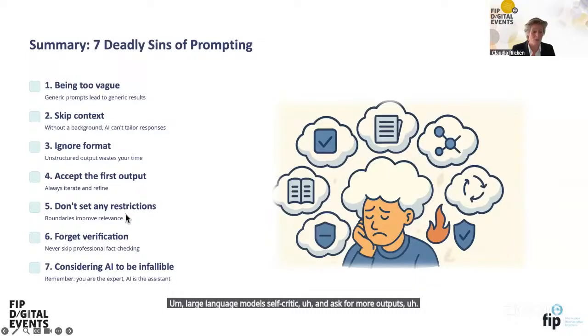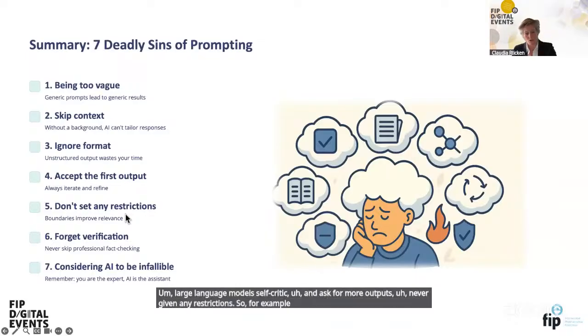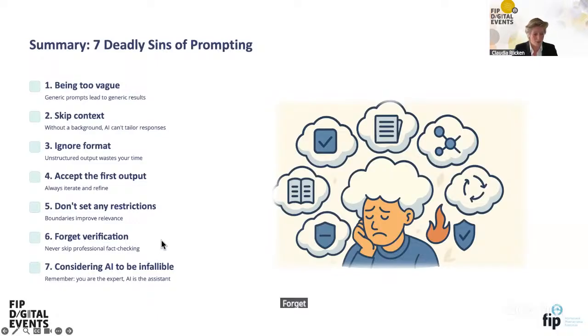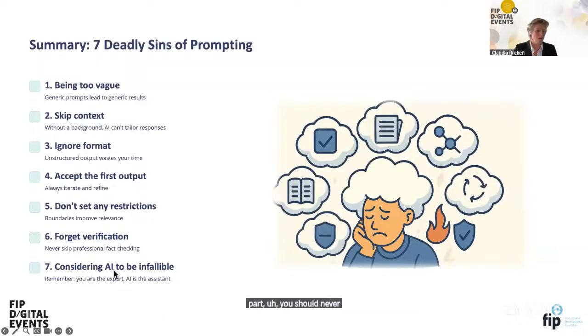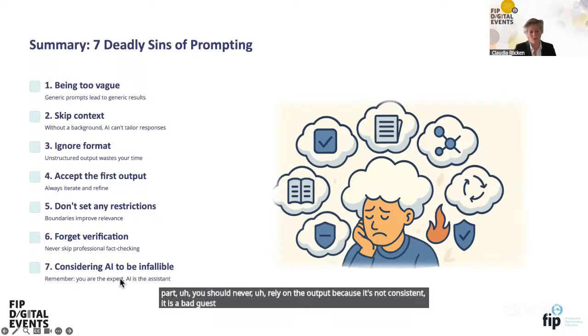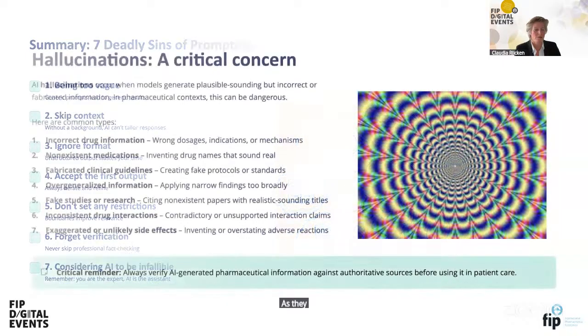Never give any restrictions, for example on number of words or tone, is not a good idea. Forgetting verification and bias, and not checking the input or the output, is a deadly sin. And that's to a certain extent the same as the last part. You should never rely on the output because it's not consistent. It is a bad guess. You're the expert, and before bringing it out in the world, you need to check every output and keep the human in the loop, as they call it.